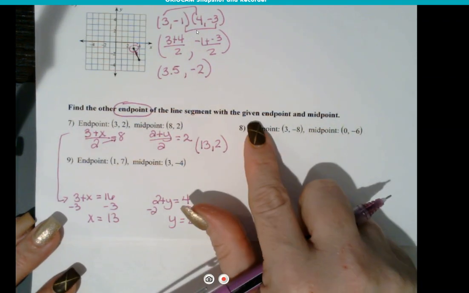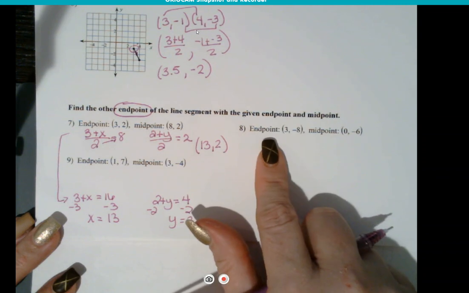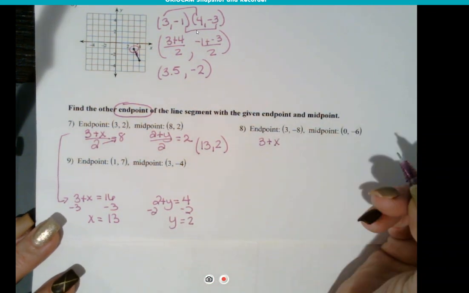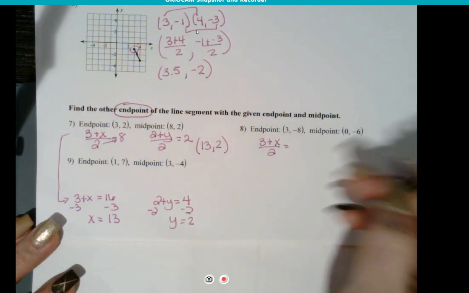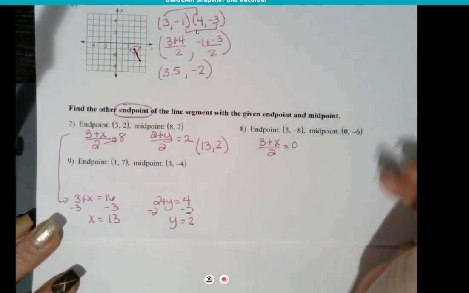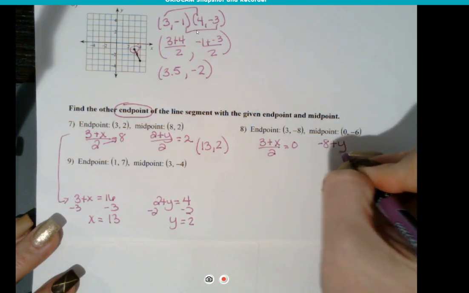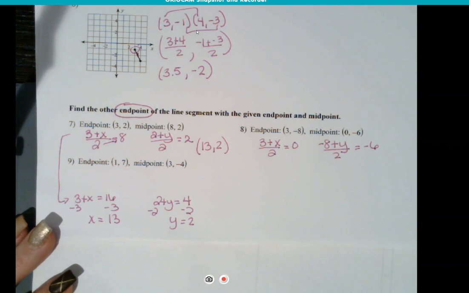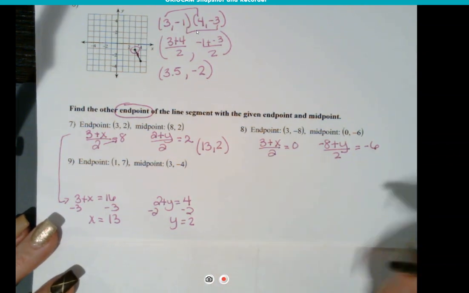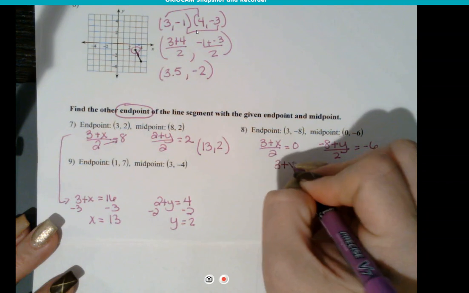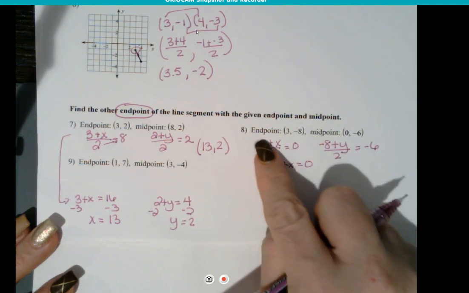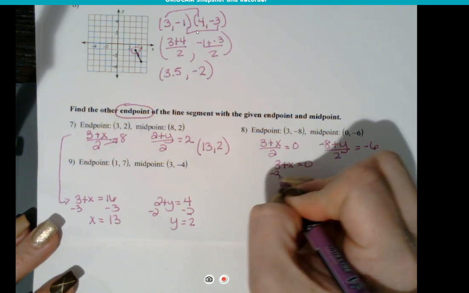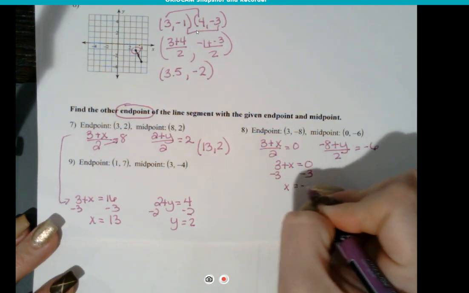Okay, so here again, endpoint divided by 2. Well, I don't have 2 endpoints. So I'm going to say endpoint plus endpoint divided by 2. And that should equal the midpoint they gave me. Endpoint plus endpoint that I don't have divided by 2 should be -6. And then I just cross multiply. So 2 times 0 is 0. So 3 plus x equals 0. And again, the reason I don't go this way is this understood 1. And 1 times this won't change it. Okay. So then -3, -3, and x equals -3.